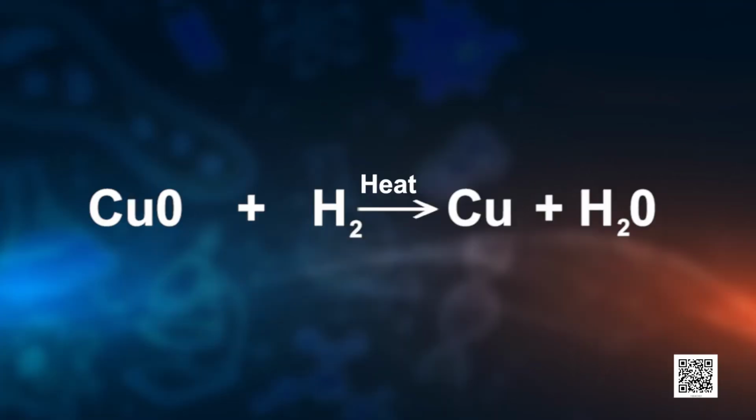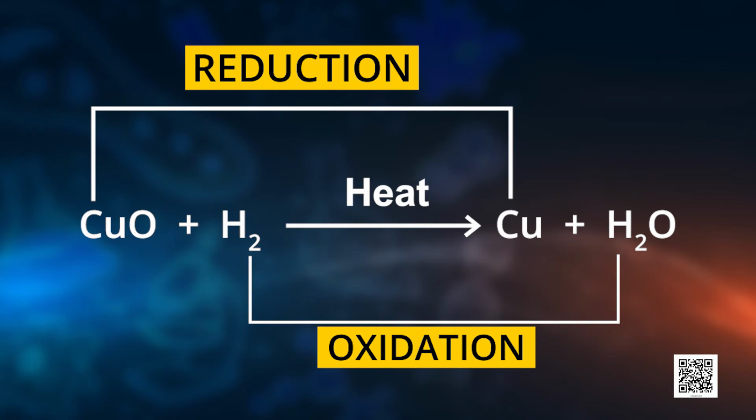Now, if hydrogen gas is passed over this heated material, that is copper oxide, what will happen to the black coating? Does the surface turn brown? Well, yes, the reverse reaction takes place and copper is obtained back. You can see it on the screen. So, if a substance gains oxygen during a reaction, it is said to be oxidized. And if a substance loses oxygen during a reaction, it is said to be reduced. Now, what happened during this reaction? Copper oxide is losing oxygen and is being reduced. And hydrogen is gaining oxygen and is being oxidized.